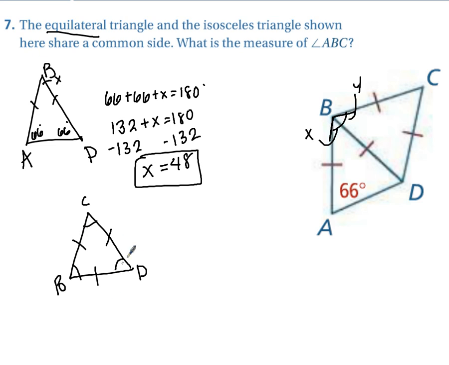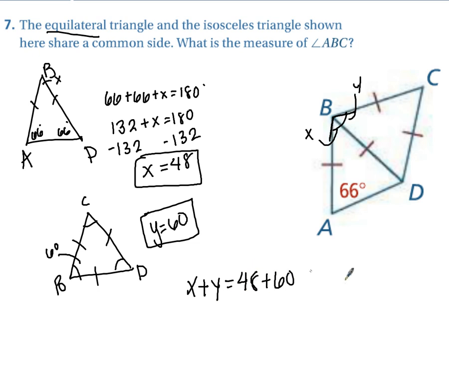Okay, but I don't want just x and I don't want just y. I want x plus y. So x plus y is equal to 48 plus 60, which is equal to 108. So angle ABC is equal to 108 degrees. Okay, so using my knowledge of isosceles triangles and equilateral triangles, I was able to find the measure of ABC.